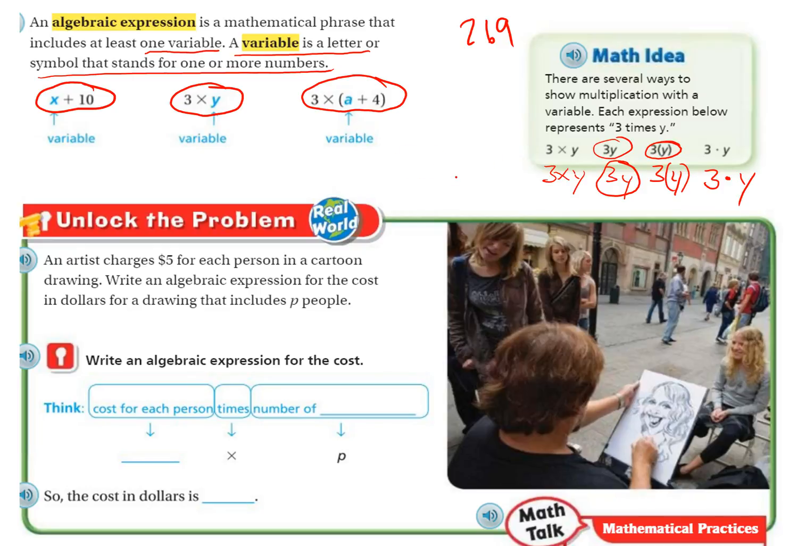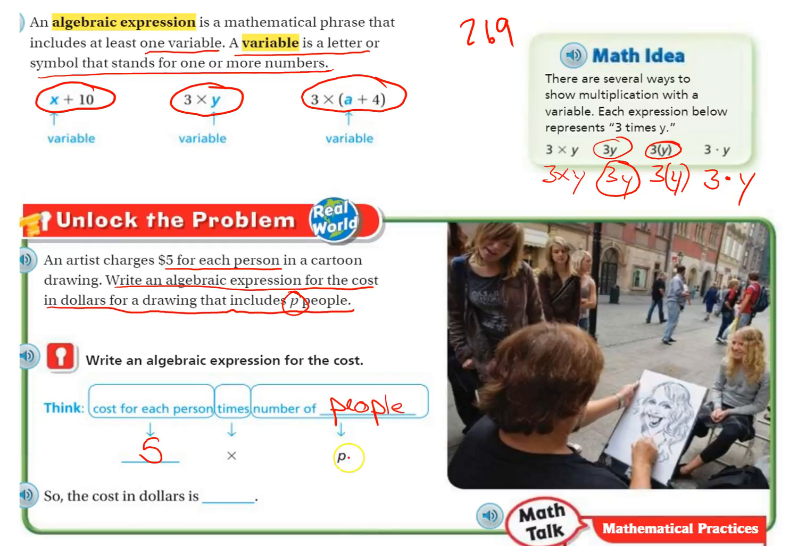Okay. All right, let's unlock the problem. An artist charges $5 for each person in a cartoon drawing. Write an algebraic expression for the cost in dollars for a drawing that includes P people, meaning that we can plug in. So if we end up with 3 people, we can figure out the cost. If we end up with 5 people in our group, we can still figure out the cost using the same expression. So the cost for each person is 5, and then times the number of people.